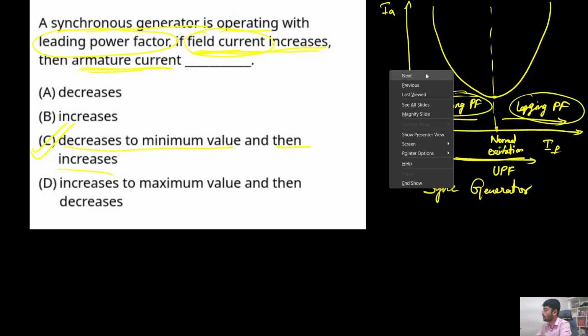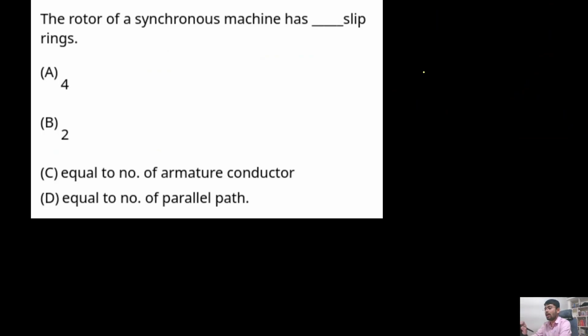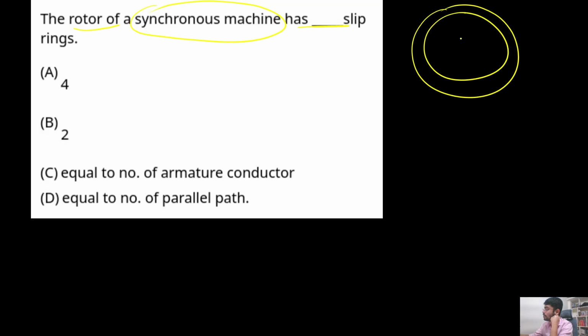So let's go to the next slide. The rotor of synchronous machine has dash slip rings. So if you know the construction of a synchronous machine, you know that the stator doesn't have slip rings. Only the rotor does have the slip rings. Okay. So why does it have the slip rings? To produce a rotating magnetic field.